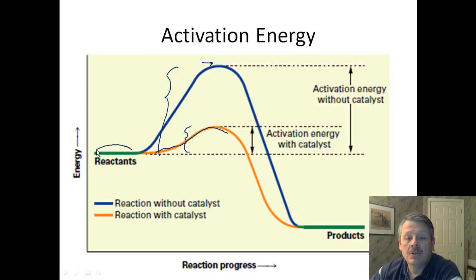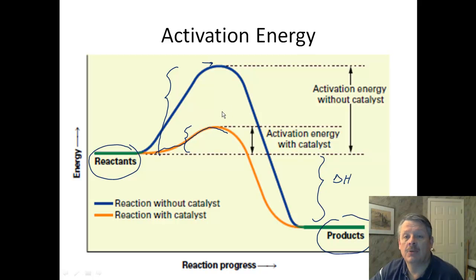Okay, so you'll notice the energy of the reactants and the energy of the products hasn't changed. So your delta H for either reaction remains the same. The only difference is how much energy it takes to get the reaction started. Okay, and that's important because if you have less energy to get the reaction started, it means the reaction can happen easier and faster.